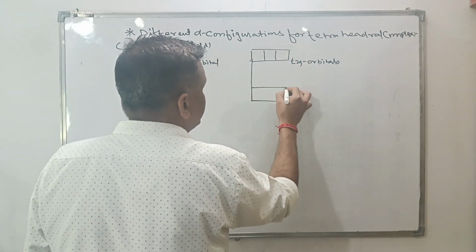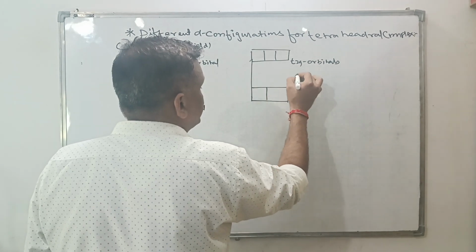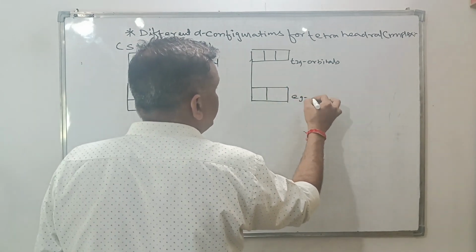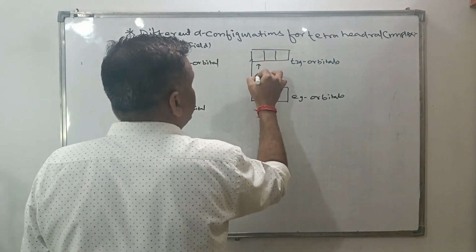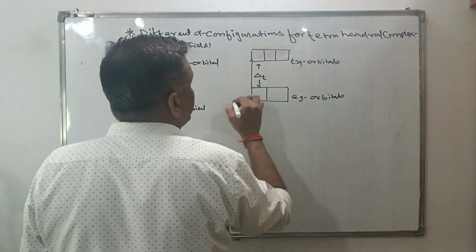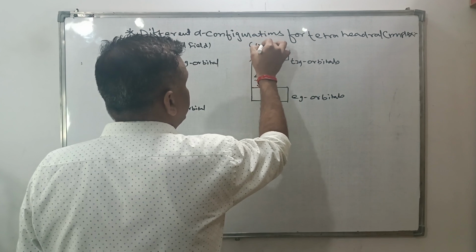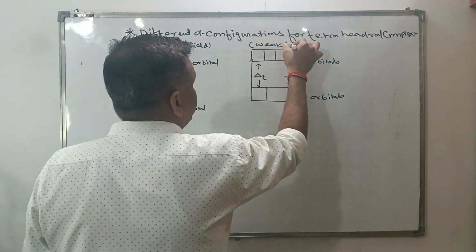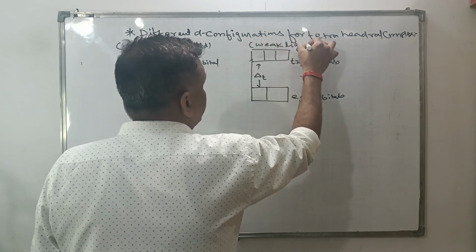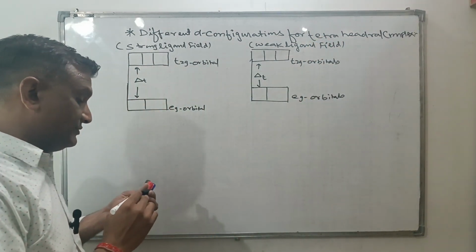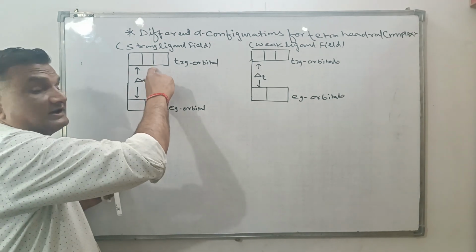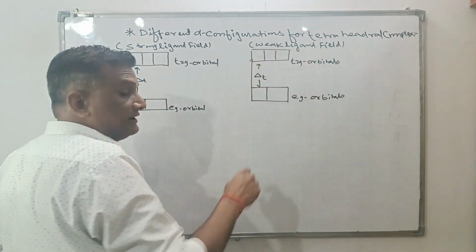From the diagram you can say which is for the strong ligand and which is for the weak ligand. E orbitals, this is the del T, and this is for the weak ligand field. Means you can say this energy gap is larger for the strong ligand, and lower for the weak ligand.